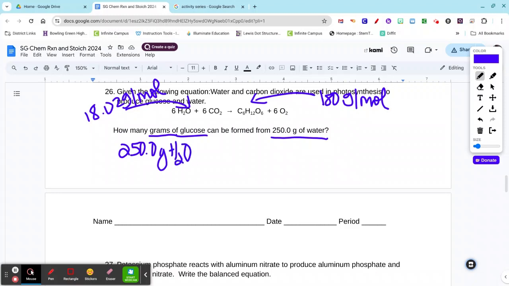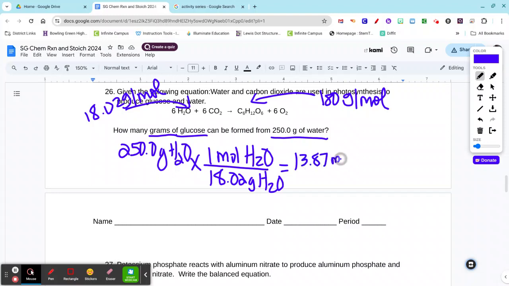Okay, so if I'm starting with grams of water, I have to divide by my molar mass, which is 18.02 grams of water for every 1 mole of water. Okay, so you can write it like this, or you can just draw a line and write it under there. But according to my mole map, when I go from grams to moles, I have to divide. So I'm going to get 13.87 moles of water. Okay, so that's my step 1.